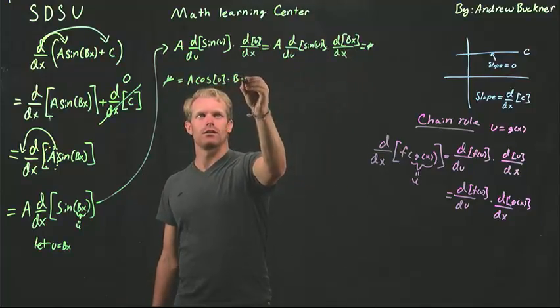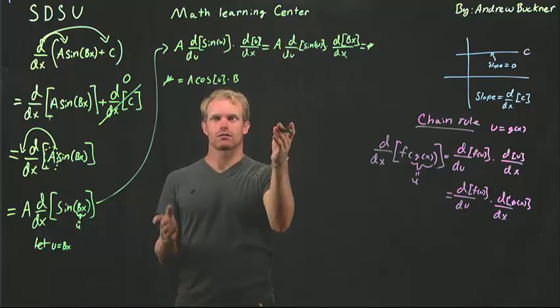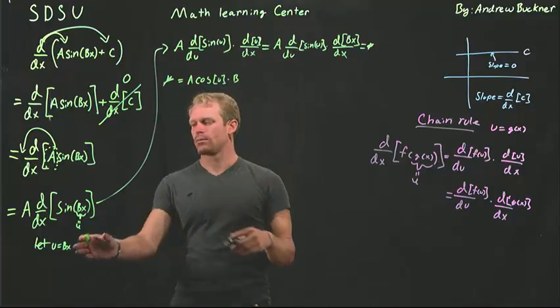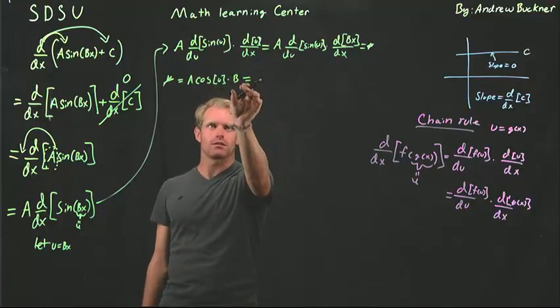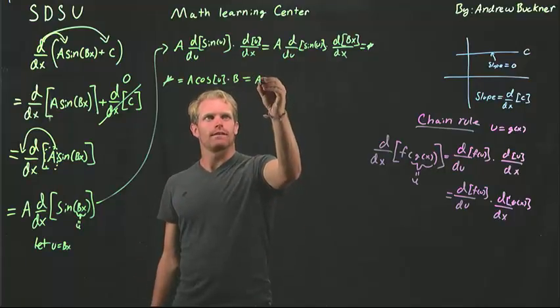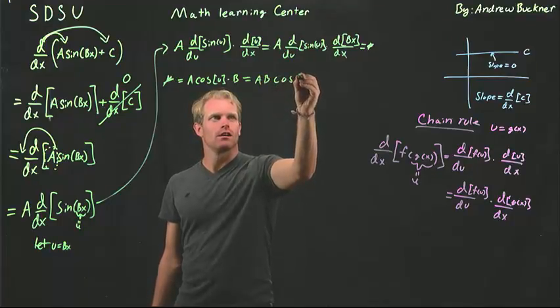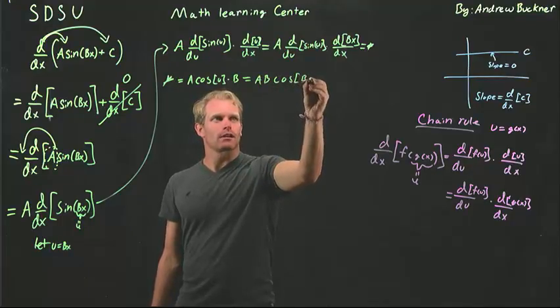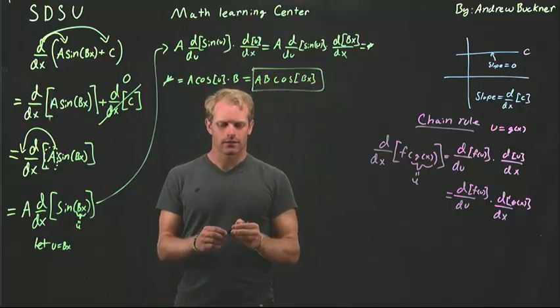Once I have a simplified form, I'm then going to plug my u back into the equation here. And because when I'm multiplying, the order doesn't matter, I'm going to have my a and b multiplied by each other, multiplied again by the cosine of my bx term inside here as my final answer.